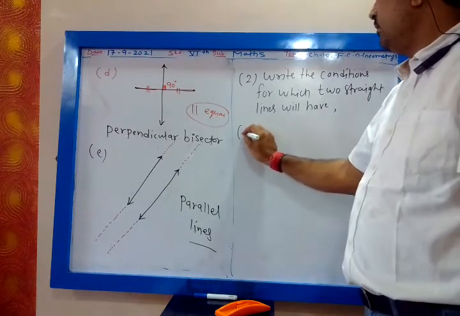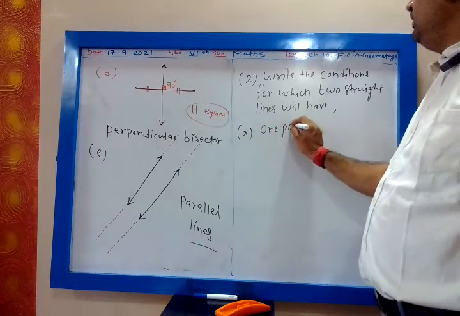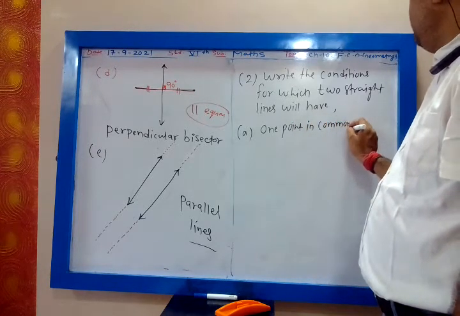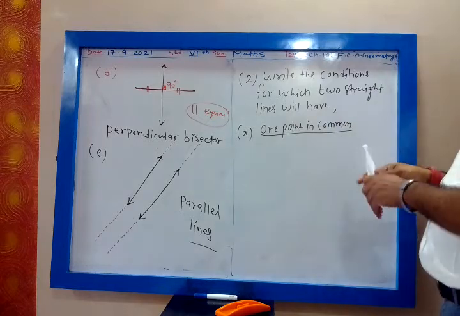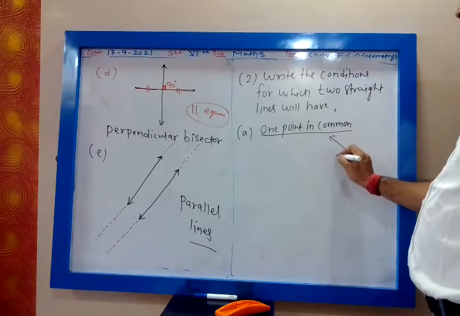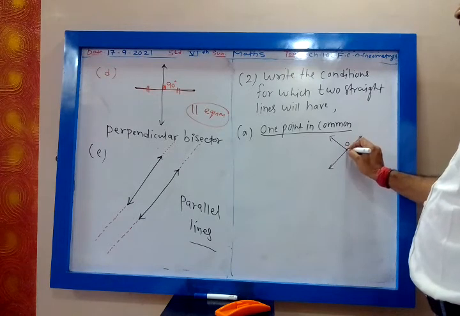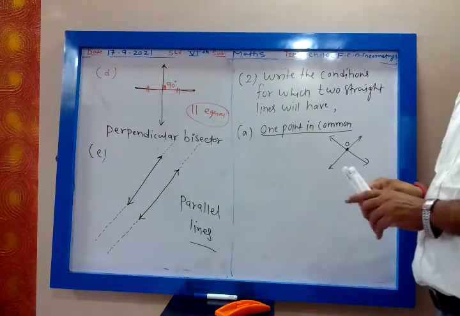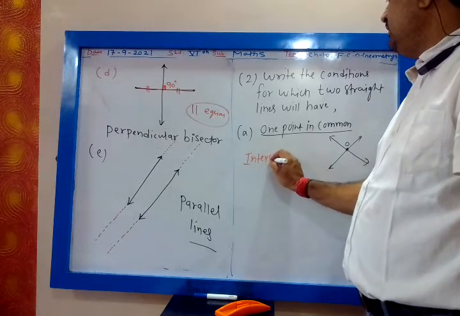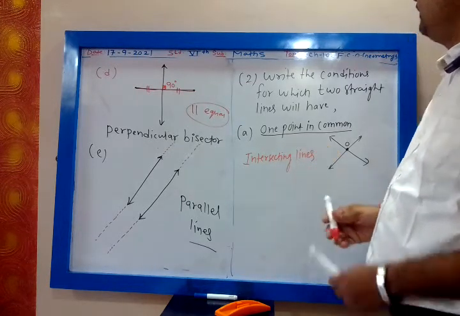First, A: one point in common. What is the condition? One point in common. So when there is one point common, then they are intersecting. Two lines will have one common point if they are intersecting lines. So the condition is the two lines are intersecting lines. Then only they will have one common point.